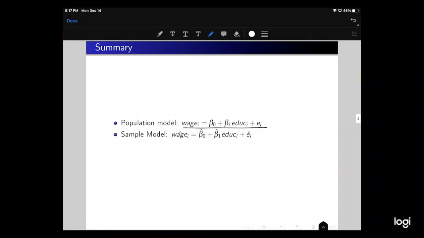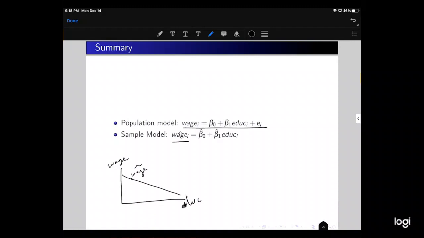So this error should not be here, right? Because the values over here, wage hat, are the values that fall along the regression line. I just want to make that clear. So if this is wage and this is education, wage hat falls on that regression line.